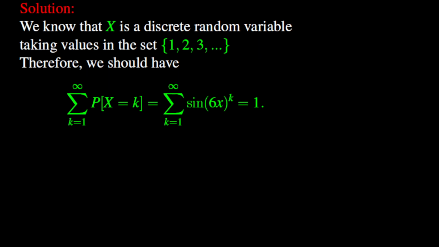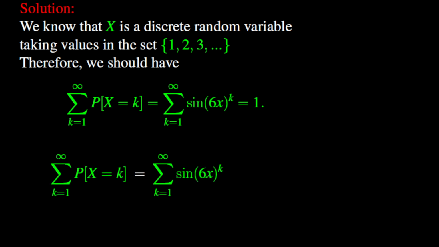As a matter of fact, X is a discrete random variable taking values in the set of positive natural numbers. We know that the sum of all probabilities should add up to 1. Consequently, the sum for k going from 1 to infinity of sin(6x) to the power k should be equal to 1. The summation of the probability of X equals k, for k going from 1 to infinity, should be equal to the summation of sin(6x) to the power k for k going from 1 to infinity.